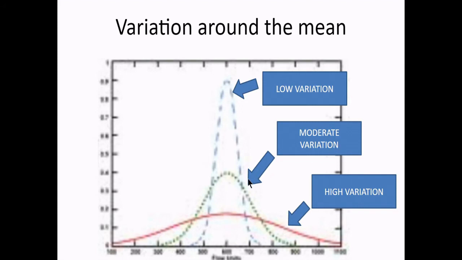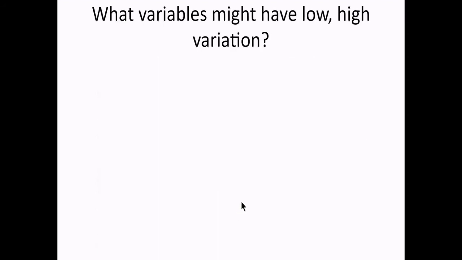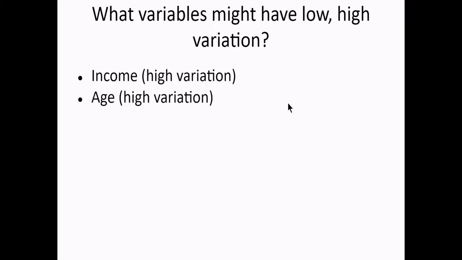And then maybe there's another variable with a moderate amount of variation, where there are some values getting close to the extremes, and then there are variables with high variation, where it's more flat, with lots of people at the extreme ends and a little bit more in the middle. So what variables might have low, high, and maybe moderate variation? Well, income, as we'll see in the GSS, has pretty high variation. It can be pretty low or pretty high, right? From nothing to millions of dollars a year.